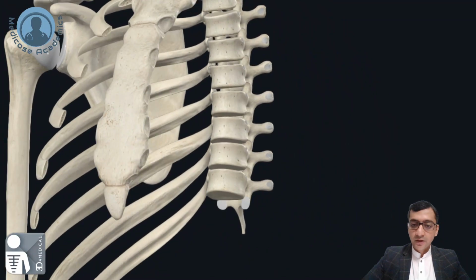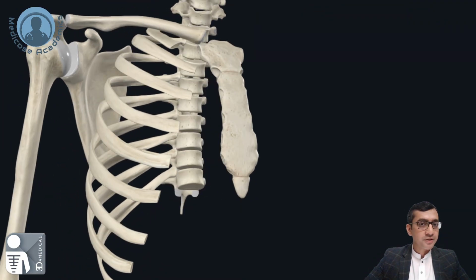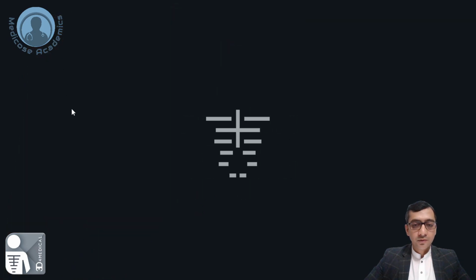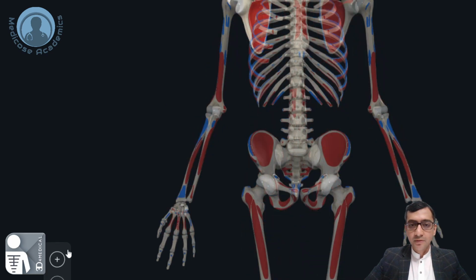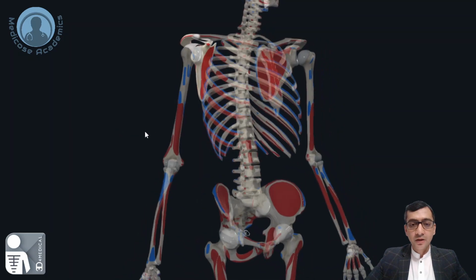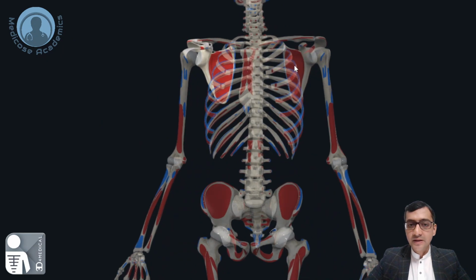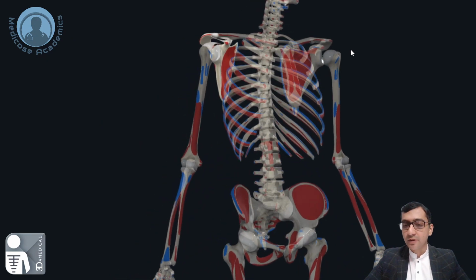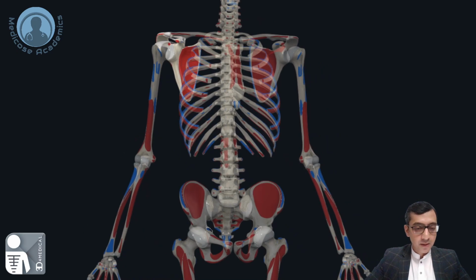You can compare it with the scapula on the other side. Let me change the view. You can see from this view. Let me remove the muscles. So these are the two scapulae. This is the right scapula with the glenoid cavity towards the right side. This is the left scapula with the glenoid cavity on its left side. So that is why we use the words lateral and medial rather than using right and left. So this is the scapula.